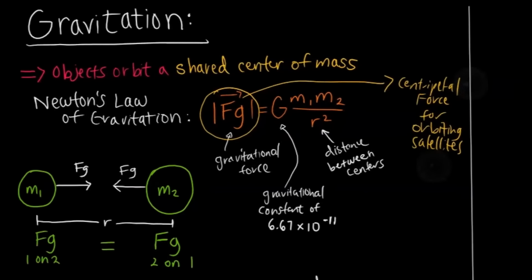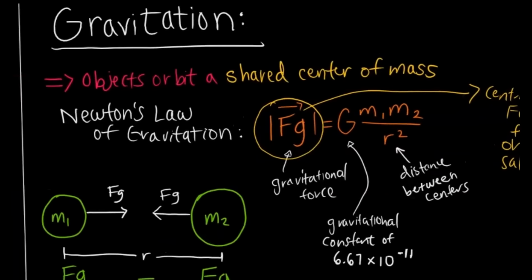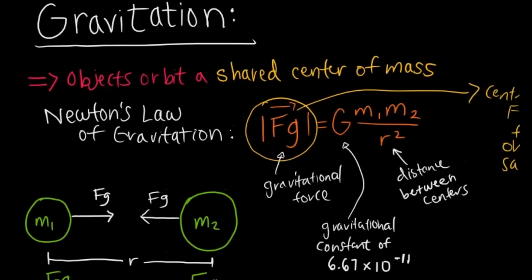Something to note here, and we'll get to it below when we derive the orbital velocity, is that Fg is the centripetal force for orbiting satellites, right? Because when you're drawing your free body diagrams, the only force acting towards the center for those satellites is the force of gravity, because it is the shared center of mass between that planet and that satellite.